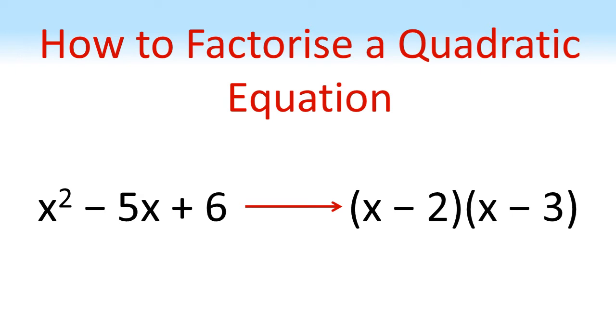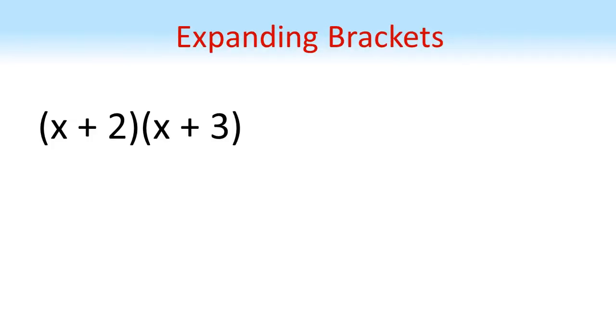How to factorise a quadratic equation. Before we start factorising, it's very handy to have a look at what happens when we do this the other way round and we expand brackets. So in this example, we've got x plus 2 times x plus 3.